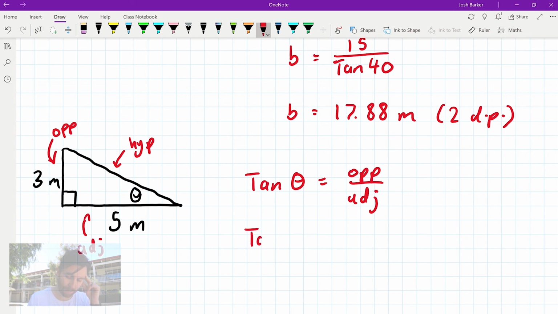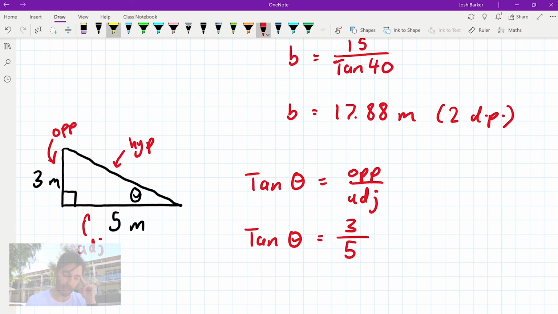Now I'm going to fill in the information that I know from the question. So tan of the angle, we don't know what the angle is yet, so I'm going to leave that as theta, that 0 with a belt symbol. The length of the opposite is 3 meters. Length of the adjacent is 5 meters.